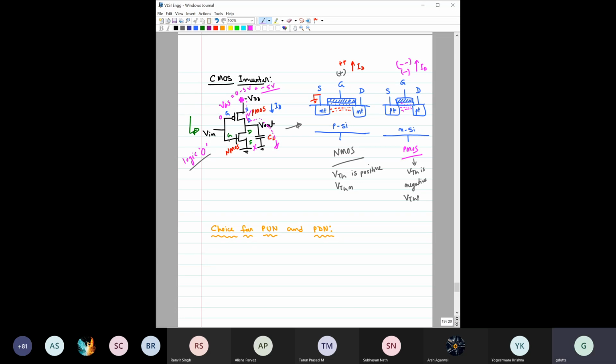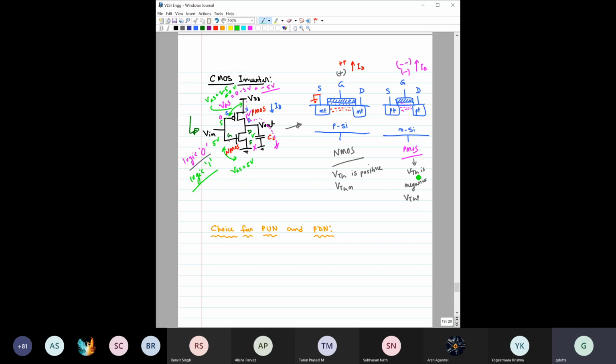Okay, let's see the other case. Now consider this input is at logic 1, say 5 volt. So now we have applied 5 volt here, and VGS is now equal to 5 volt, which is much higher than the threshold voltage of this transistor. So this transistor would now be on, right? But what about the PMOS? Here you have applied 5 volt, and the source is also 5 volt. So that makes VGS equal to 5 minus 5, equal to 0 volt.